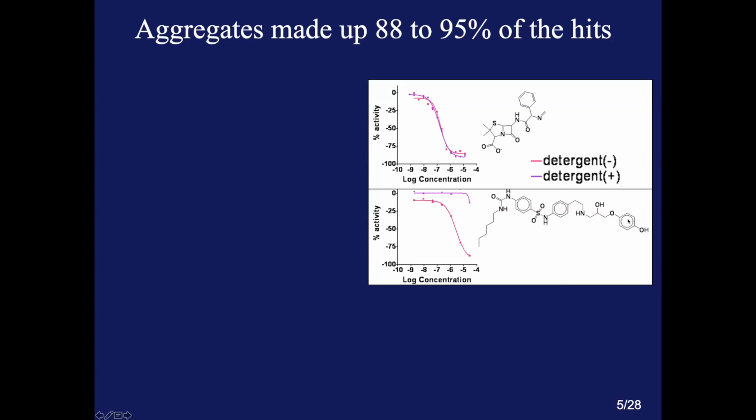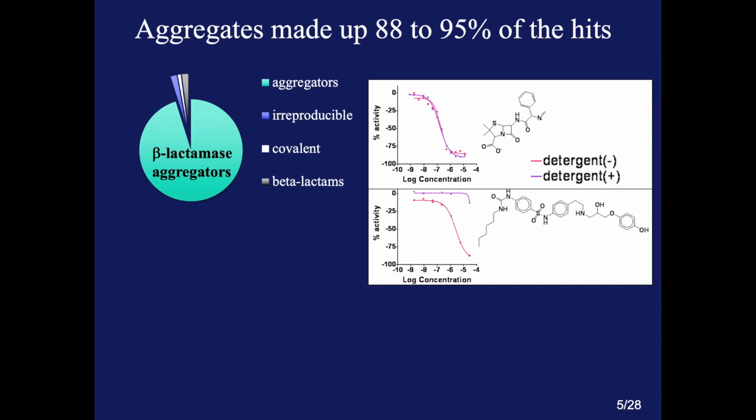But this molecule here, which actually is a drug, I just can't remember what drug it is, I think it's actually a beta adrenergic receptor antagonist. In the absence of detergent, which is this red line here, it looks like a pretty good inhibitor of beta-lactamase. But in the presence of detergent, all the inhibition goes away. So that says it's probably an aggregator, and follow-up studies turned out to confirm that.